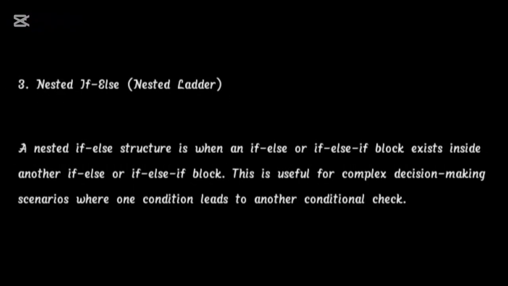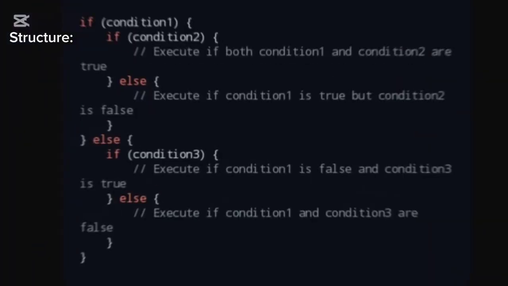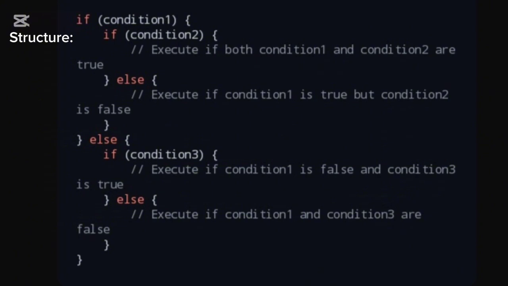The last one is nested if-else. A nested if-else structure is when an if-else or if-else-if block exists inside another if-else-if block. This is useful for complex decision-making scenarios where one condition leads to another conditional check. Here is the structure and example of nested if-else.